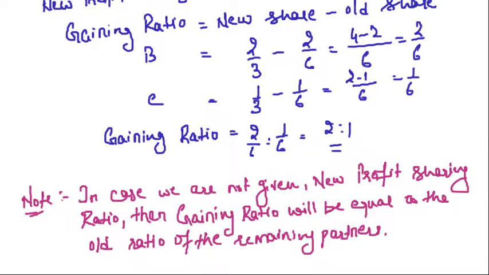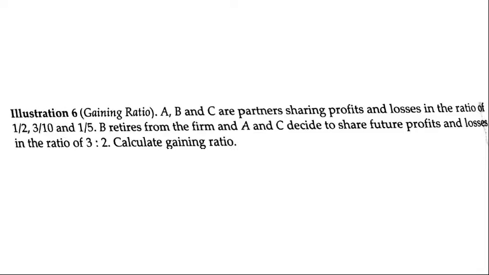Let's do some more practical problems. A, B and C are partners sharing profits and losses in the ratio of 1/2, 3/10 and 1/5. B retires from the firm and A and C decide to share the future profits in the ratio of 3:2. What are we given? The new profit sharing ratio, that is 3:2. Clear? Calculate the gaining ratio. Let's see.